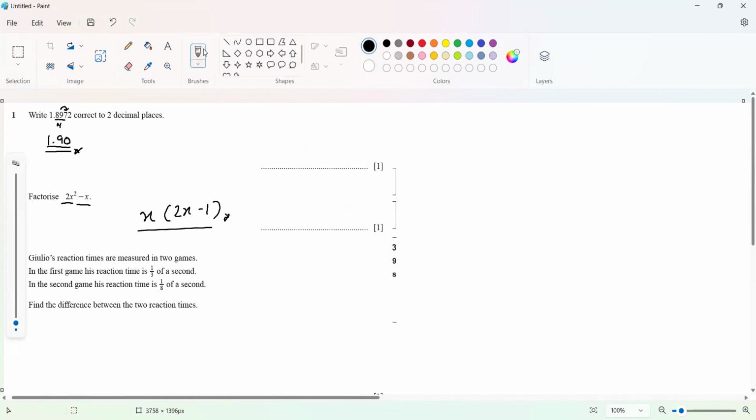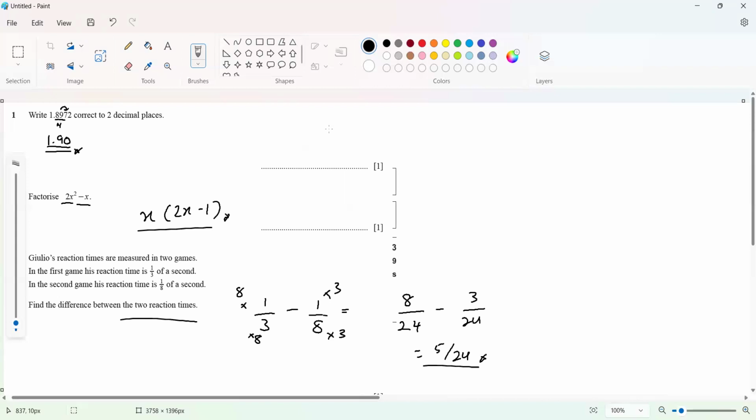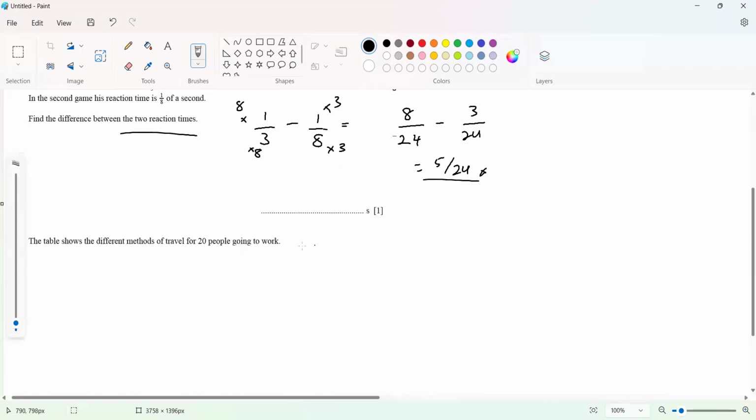So in part 3, Julio's reaction time is measured in 2 games. In the first game, his reaction time is 1/3 of a second. Second game, his reaction time is 1/8 of a second. Find the difference between his reaction times. So we can just take 1/3 minus 1/8. And then from here, we can multiply both terms by their respective denominators, because you can't change one of the denominators to the other. So 8/24 minus 3/24. So that will be 5/24. So that is the difference in the reaction times. Difference stands for subtraction, in case some of you are still wondering.